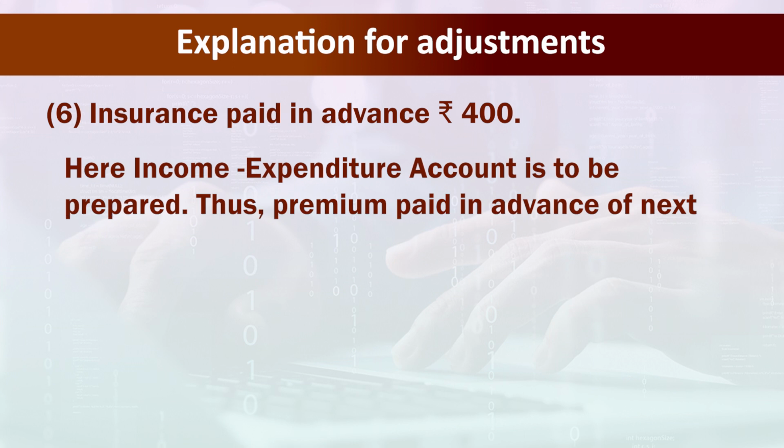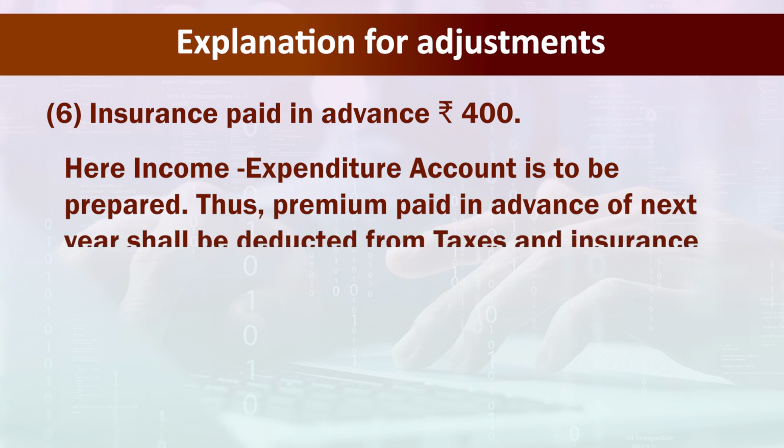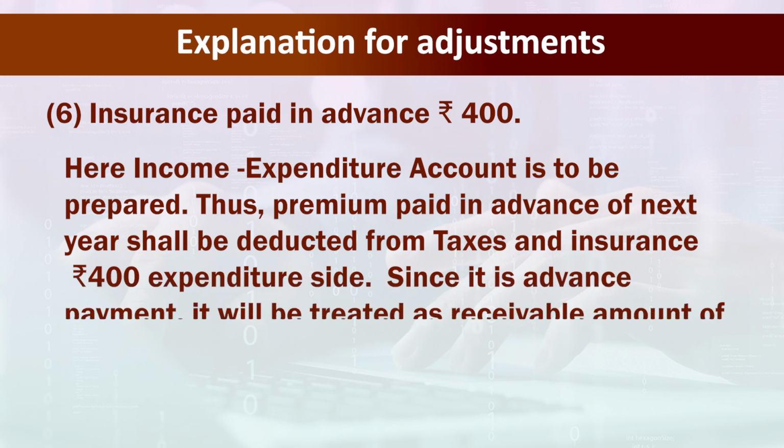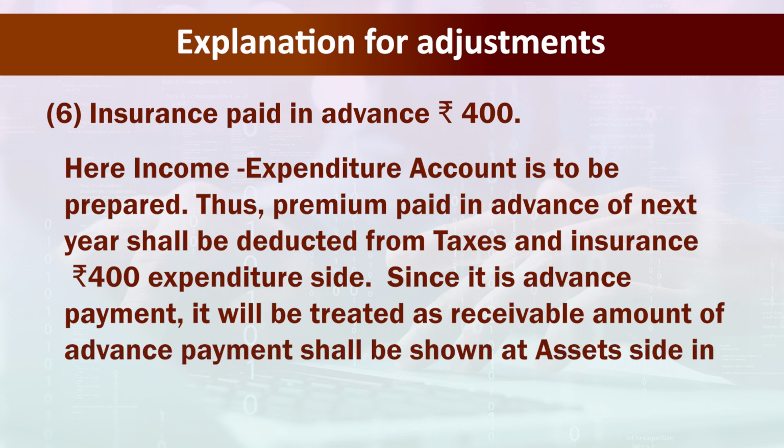Thus, premium paid in advance for next year shall be deducted from taxes and insurance. Rupees 400 should be shown on the expenditure side. Since it is an advance payment, it will be treated as a receivable amount of advance payment and shall be shown at the asset side in the balance sheet.